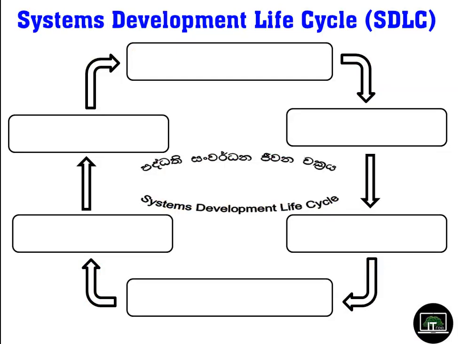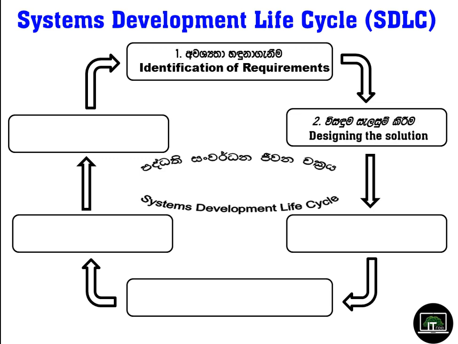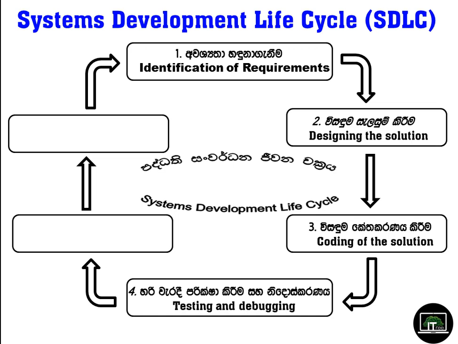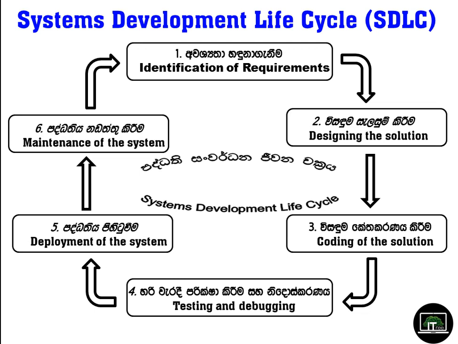In the previous video we discussed the life cycle model stages. Can you remember the first one? First step is the identification of requirement. Second one, designing the solution. Third one, coding the solution. Next one, testing and debugging. Fifth one, deployment of the system. Last one, maintenance of the system. Today we are going to discuss each of these stages or phases in detail. So we have 6 phases, and now we are going to discuss these 6 phases.